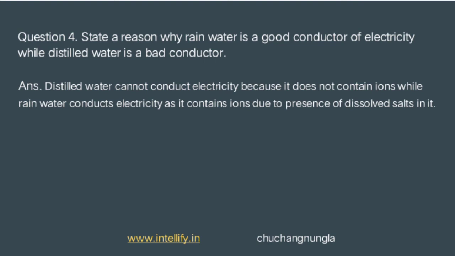Question 4. State a reason why rainwater is a good conductor of electricity while distilled water is a bad conductor of electricity. So here, we already know that rainwater is charged because it picks up impurities as it moves, and electricity is able to flow through the liquid. In distilled water, however, there are no impurities and therefore no ions. There are only neutral molecules, and these neutral molecules don't have any charge. So the presence of ions makes rainwater a good conductor of electricity, while the absence of ions makes distilled water a bad conductor of electricity.